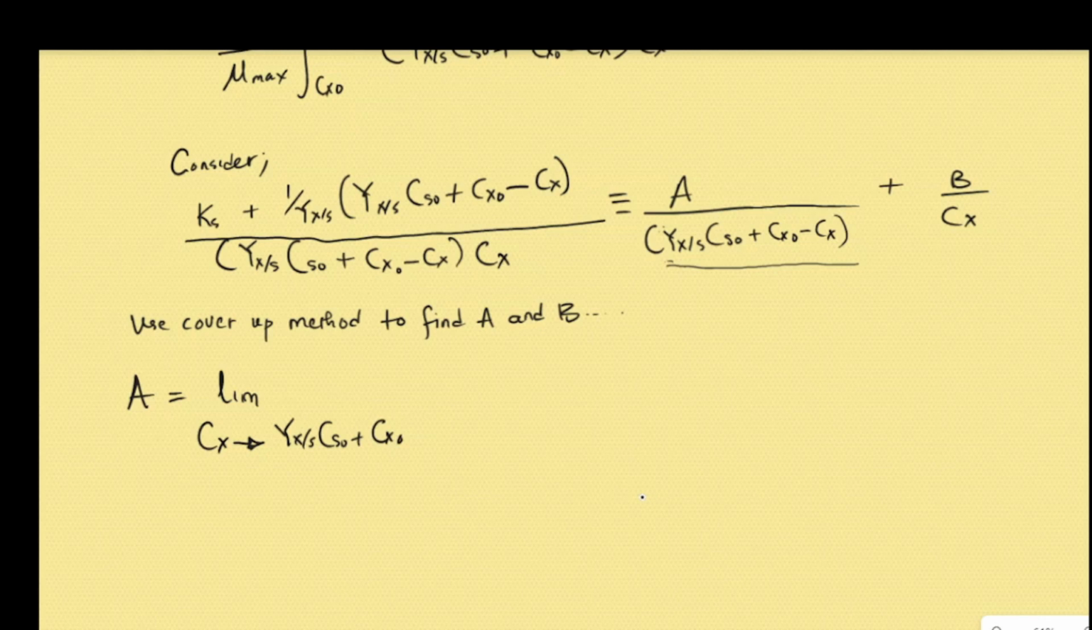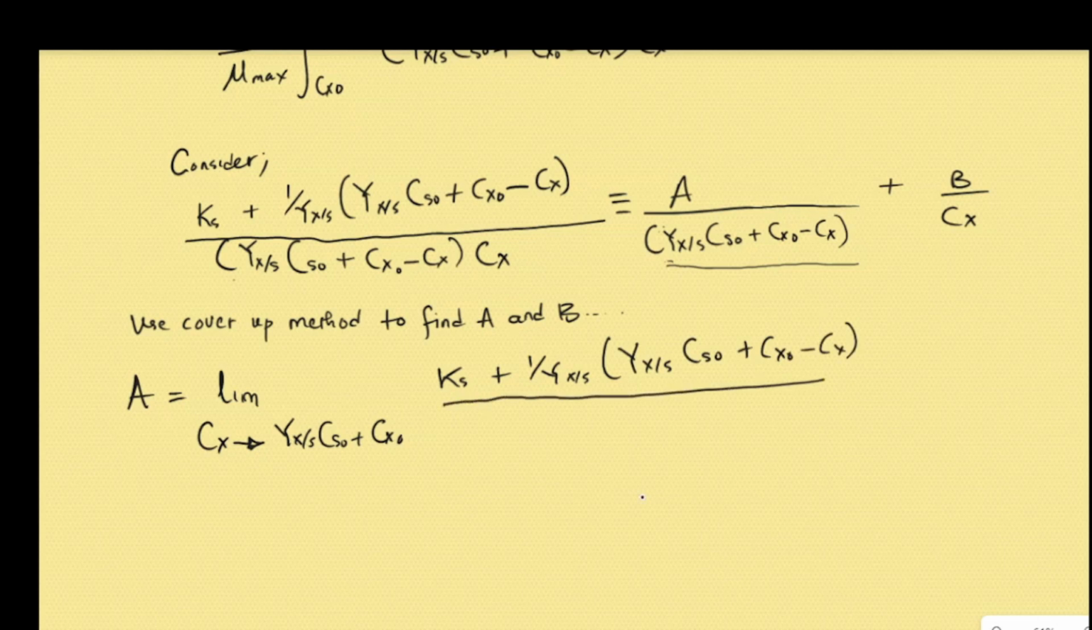So on this particular right hand side, you're now going to cover up this linear factor. So this linear factor will no more exist on, sorry, the left hand side. Rather, I said right hand side. So we'll have k of s plus 1 over y x of s, and y x of s c s naught plus c x naught minus c x of c x, like this.